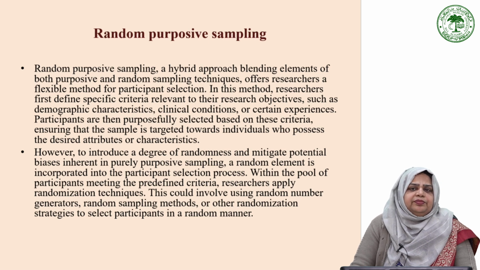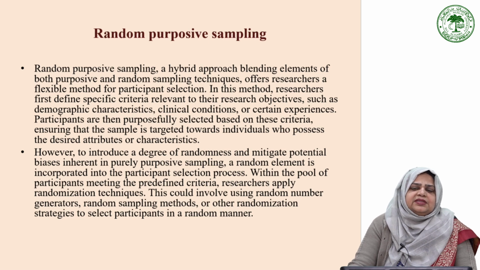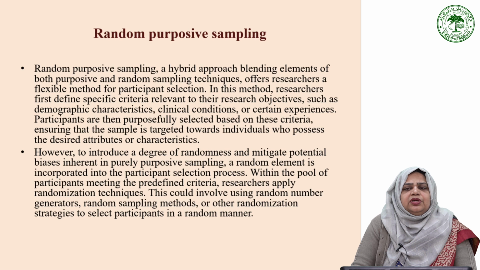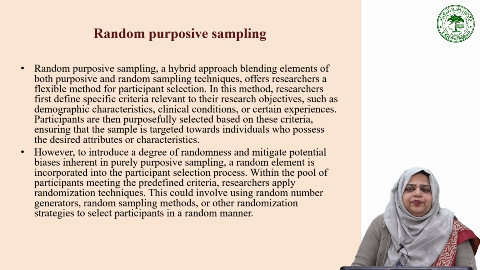However, to avoid any biases that may arise from solely using purposive sampling, a random element is added to the participant selection process. This helps to ensure that the sample is representative and not skewed towards a particular group. Researchers incorporate randomization techniques within the group of participants who meet the criteria. This could involve using random number generators or other methods to select participants in a random way.